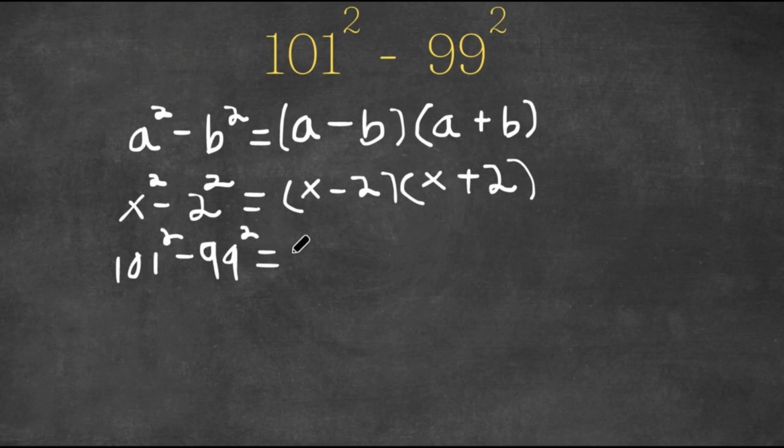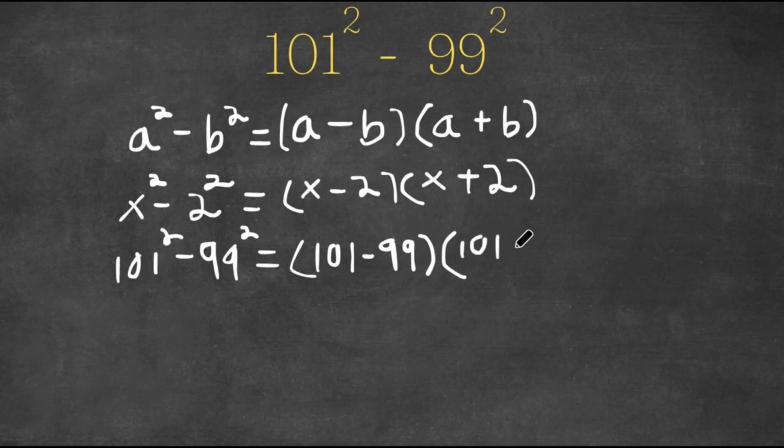101 minus 99 times 101 plus 99. Now, 101 minus 99 is 2. So we have 2 times 101 plus 99.